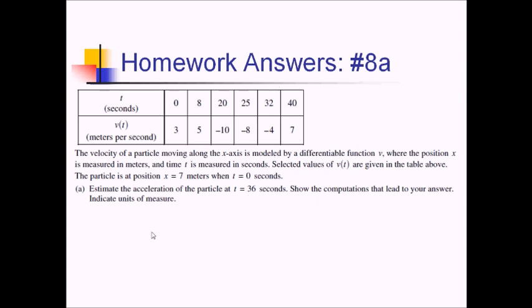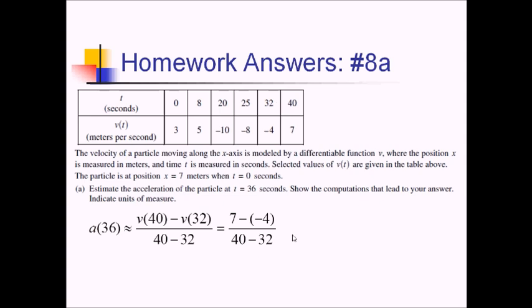So I'll say that the acceleration at 36 is approximately equal to the following. I'm going to have v of 40 minus v of 32 over 40 minus 32. So that's going to be 7 minus negative 4 over 40 minus 32. And I could stick the units on this since it's all constants at this point and just call it a day. But if you actually calculate it out, this is, let's see, going to be 11 over 8, and that's going to be meters per second squared.